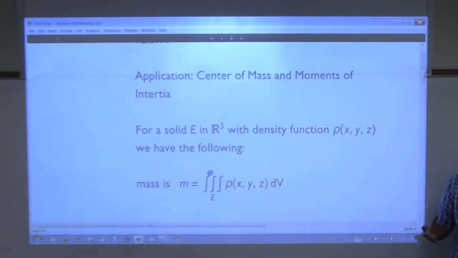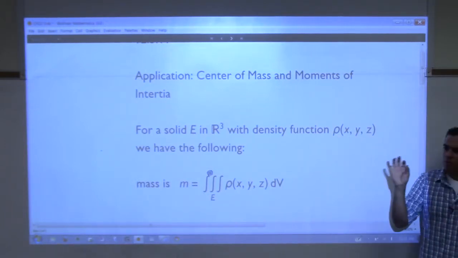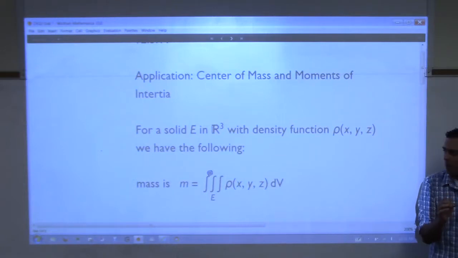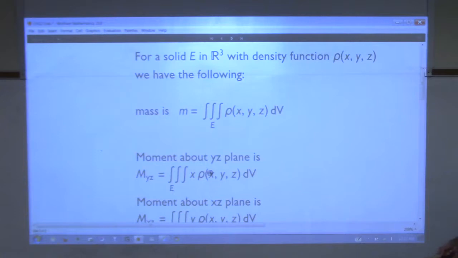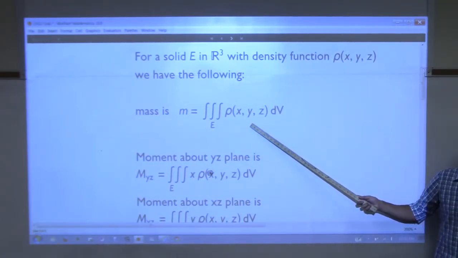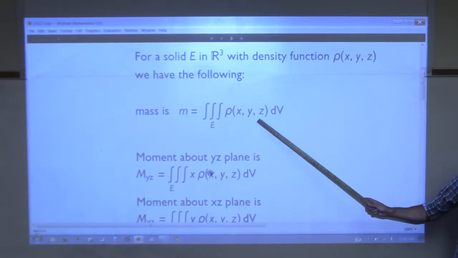So if you have a non-homogeneous solid, and you know its density function. The density function, rho of x, y, z, means you give me the x, y, z coordinate of a point on the solid, and then it'll spit out the density at that point. If you know the density function, then the mass of that solid E is just the triple integral over the density function. So that's how we compute how much objects in space weigh. You still have to know the density. I mean, knowing the density function, that's a big deal.